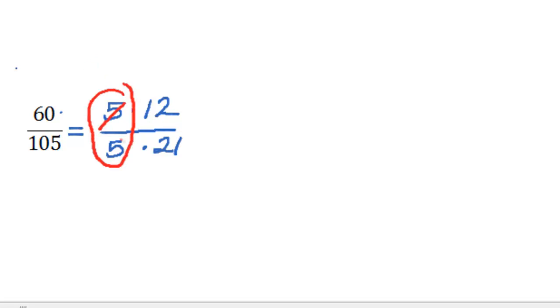Okay, now we're going to try 60 over 105, and these are kind of big numbers. But we know that numbers that end in 0 and 5, 5 goes into both of those. So let's take out a 5. Let's divide out a 5 from those two numbers. So 60 is 5 times 12, and 105 is 5 times 21. So we can reduce these 5s. That leaves us with 12 over 21.